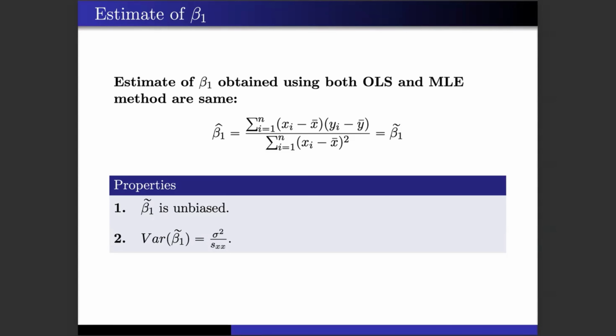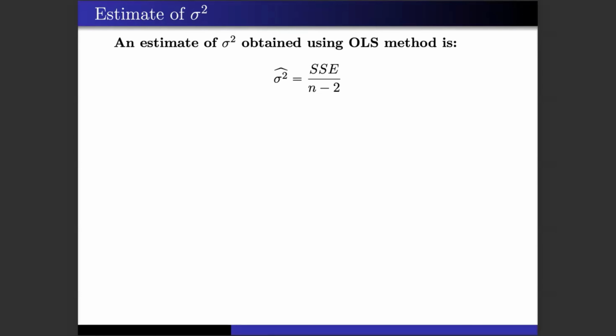Thus, we have that the estimates of beta naught and beta 1 using both methods are the same. And thus, the estimates obtained using both methods are unbiased, and we know the variance of those estimates as well. But what about an estimate of sigma square?